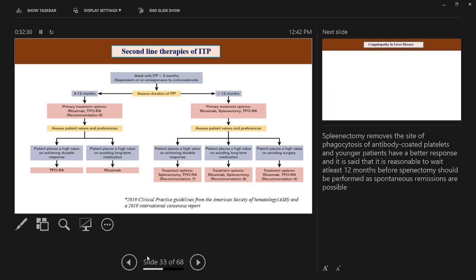So this is a very broad classification that we have given: adults who present with ITP for more than 3 months, you look at the duration of the ITP. If it is between 3 to 12 months, then you can treat with rituximab or TPO-RA agonists. If the duration is more than 12 months, then you have the additional choice of splenectomy. And it is said that since splenectomy is an invasive procedure, it is good to wait for at least 12 months because these patients can also have spontaneous resolution.